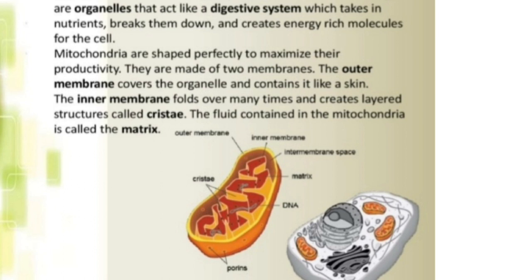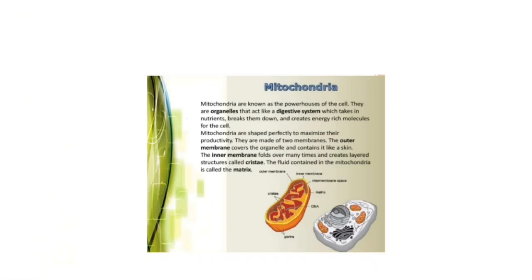This chemical energy produced by mitochondria is stored in a small molecule called ATP, that is adenosine triphosphate. That is the main function of mitochondria: production of ATP, the energy currency of the cell, through respiration, and to regulate cellular metabolism.